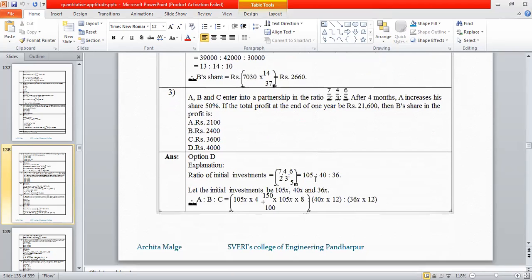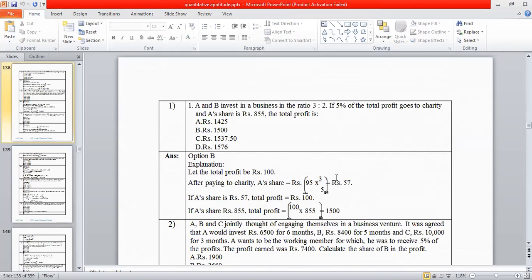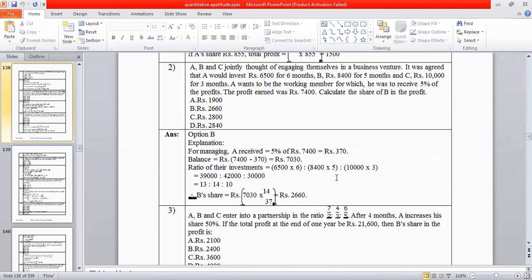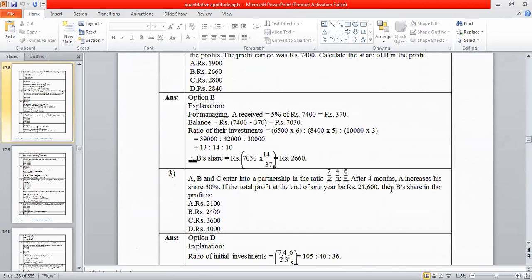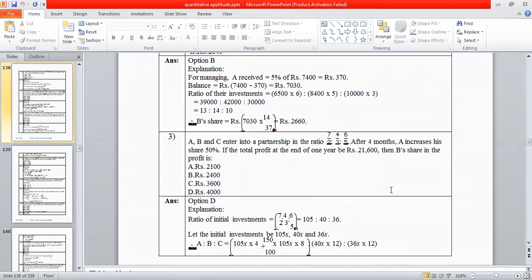Next example. Third one: A, B and C enter into a partnership in the ratio 7/2 is to 4/3 is to 6/5. After 4 months, A increases his share by 50%. If the total profit at the end of 1 year is rupees 21,600, then B's share in the profit is.